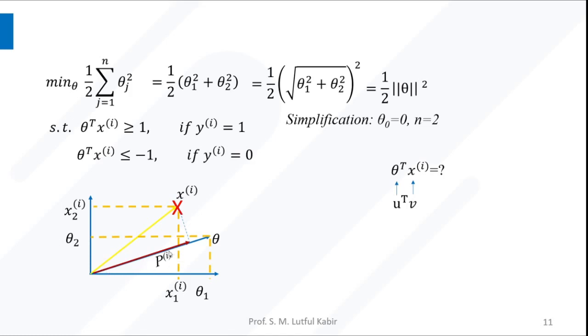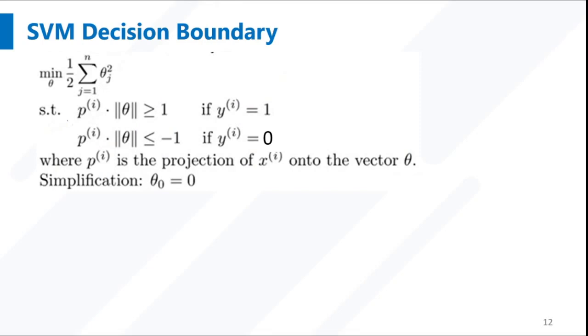So the multiplication of this pi and theta will give you the answer that we are looking for, which is theta transpose xi. So you can write theta transpose xi is equal to p multiplied by magnitude of theta. This is the p, and this is the theta. So this is our final result that we want to proceed on if we want to explain the support vector machine. Let us now explain how the SVM decision boundary works.